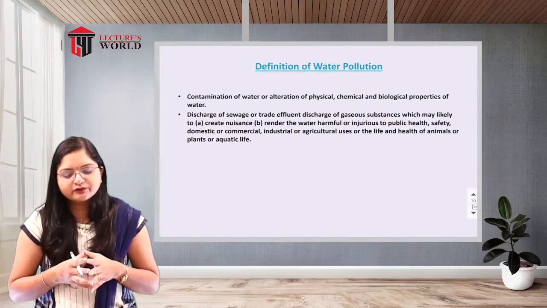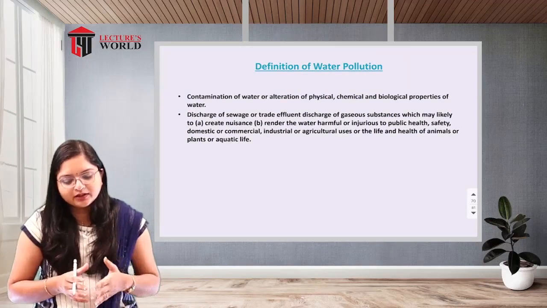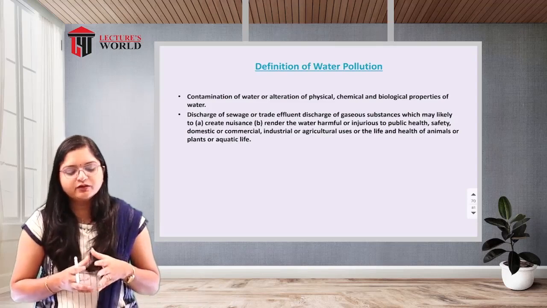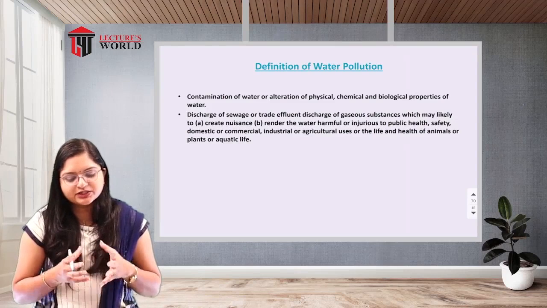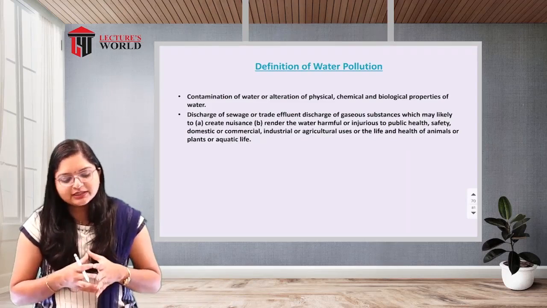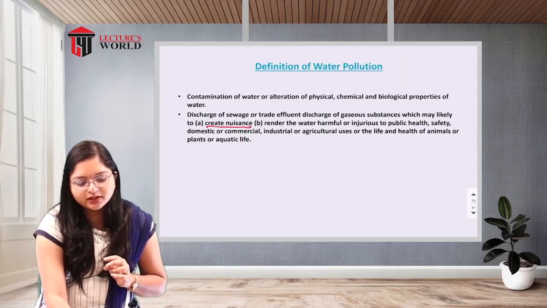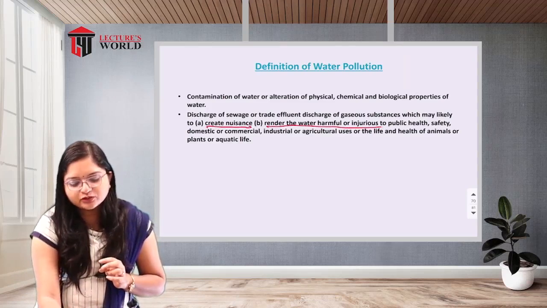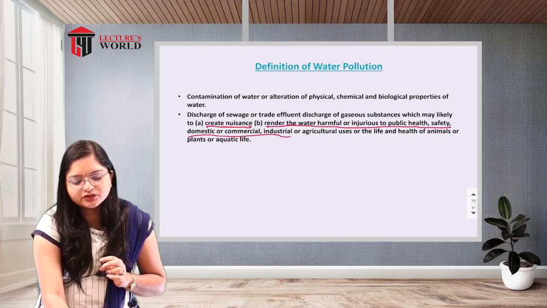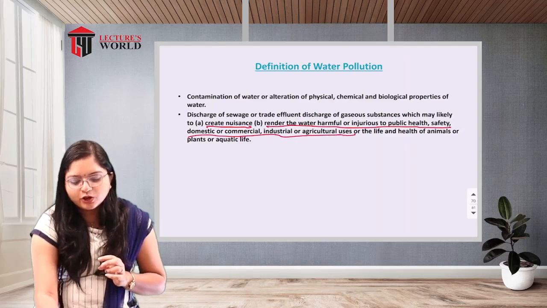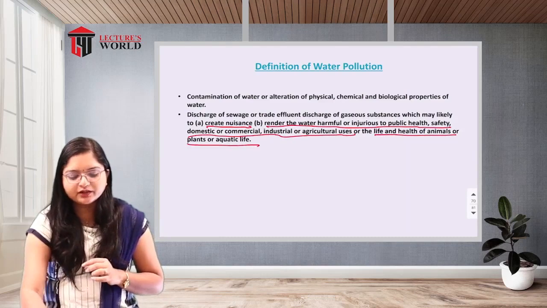So what is the definition of water pollution? Contamination of water or alteration of physical, chemical and biological properties of water, discharge of sewage or trade effluent, or discharge of gaseous substances which are likely to create a nuisance, and second, render the water harmful or injurious to public health, safety and domestic, commercial, industrial or agricultural uses, or the life and health of animals or plants or aquatic life.